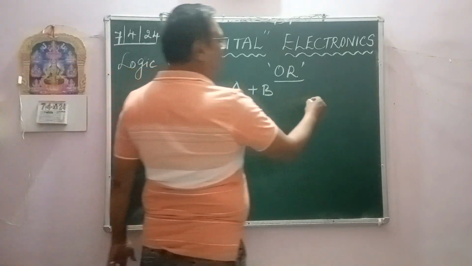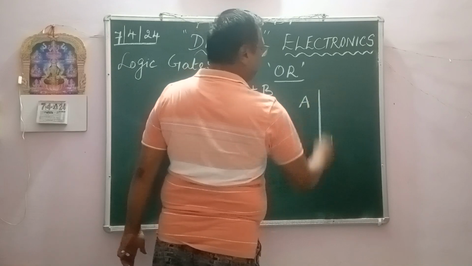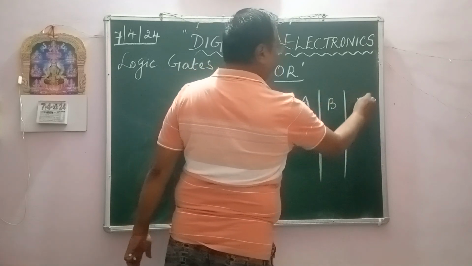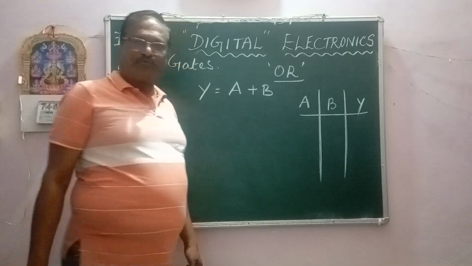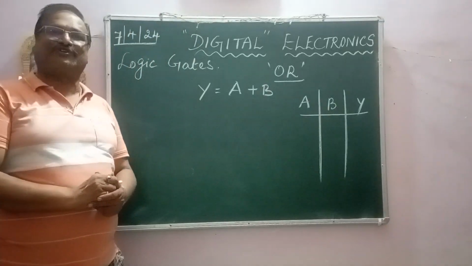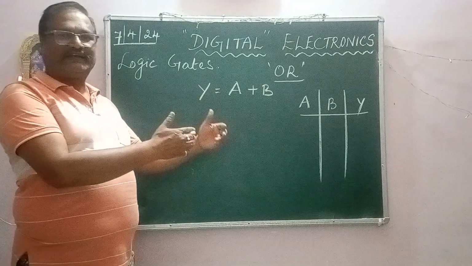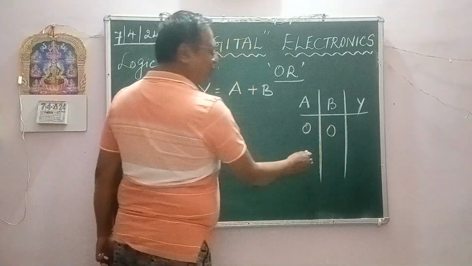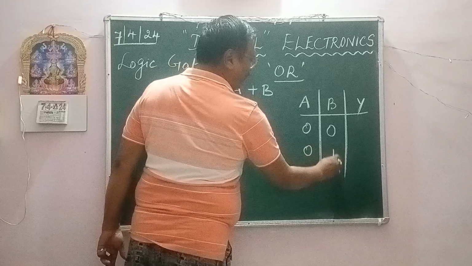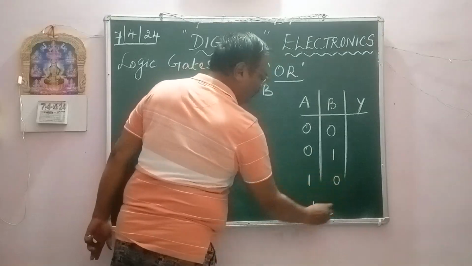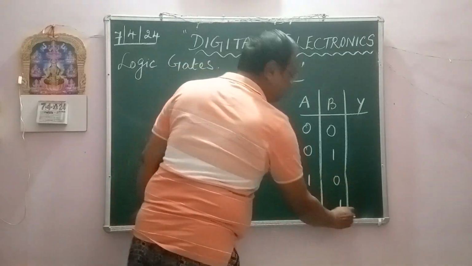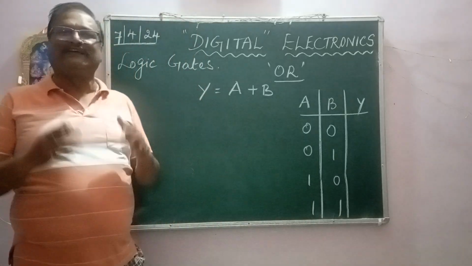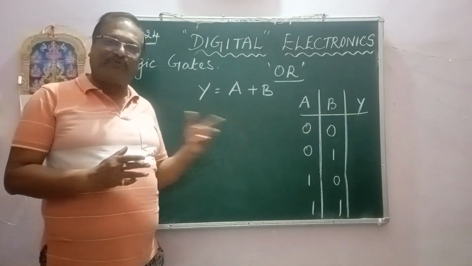So we had a truth table with A, B and Y. And I explained it to you with the help of diodes, how it is forward bias and reverse bias. If I have the inputs 0 0, 0 1, 1 0, 1 1, these are the four possibilities we have with two inputs.